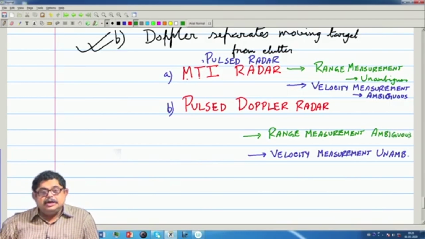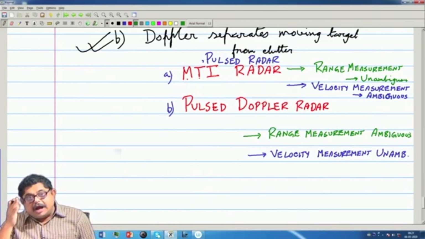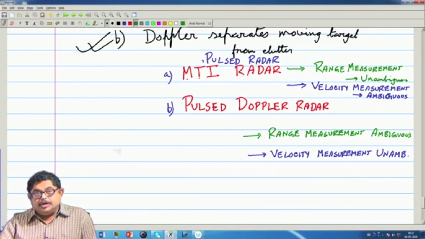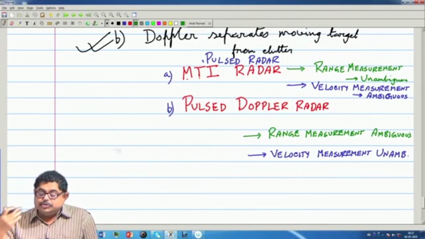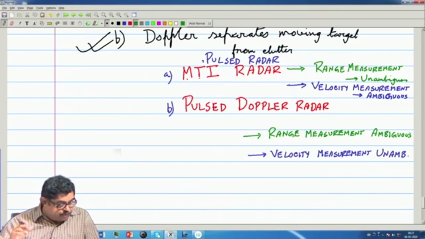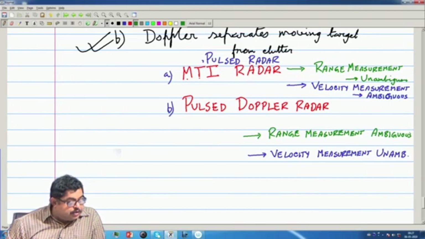So, from this, their application is also indicated. You see that if you have a high speed target, then pulse Doppler is used, because high speed targets are dangerous and you do not have much response time to tackle them. So, their velocity measurement needs to be done very precisely and you will have to take action, whereas for low speed targets we require MTI radar. Okay. So, these are very subtle differences between them.